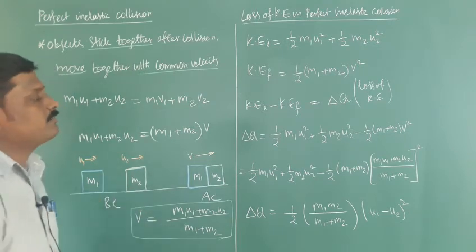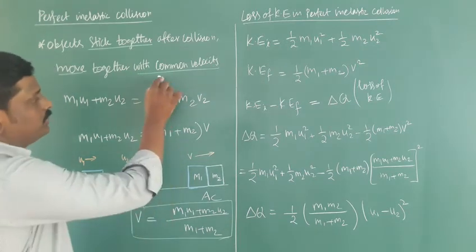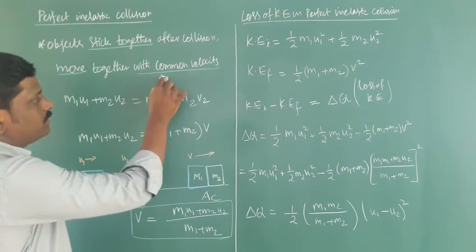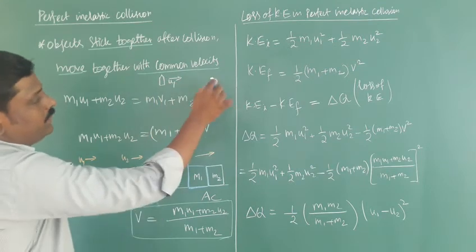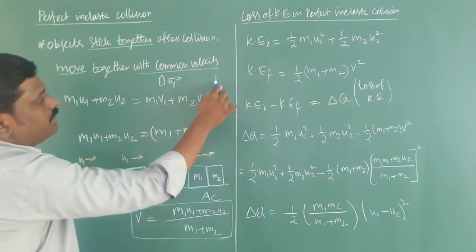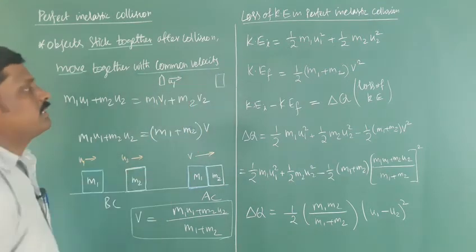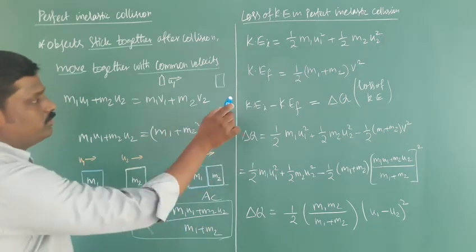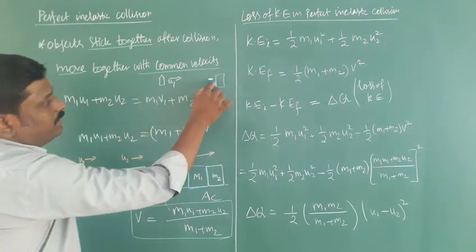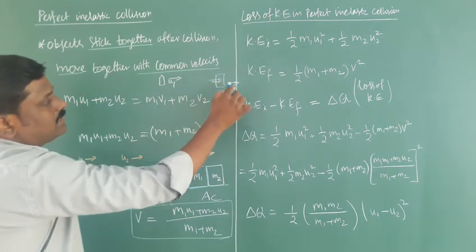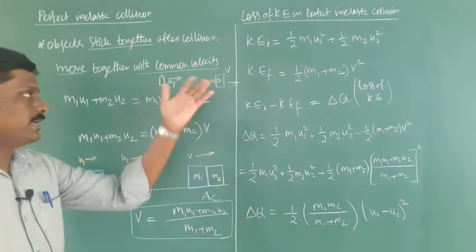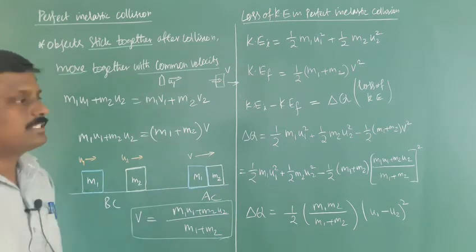The same case applies if a bullet is moving with a certain velocity u1 and is shot at some other material, like a board. After hitting, the bullet and board move with common velocity v. It is another example of perfectly inelastic collision.